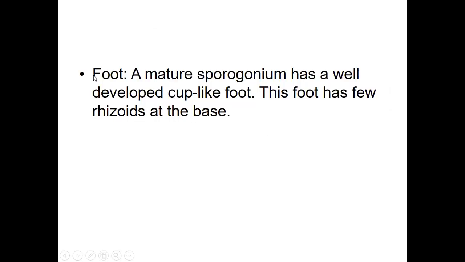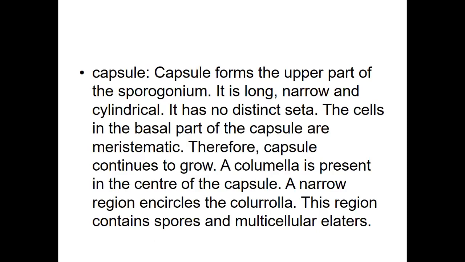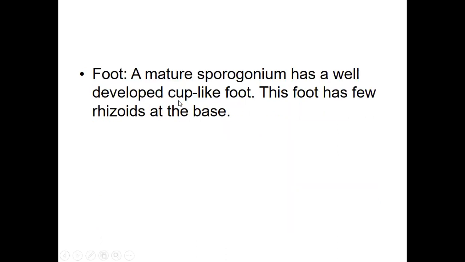When we talk about the sporophytic structure here, it is divided into 3 regions: foot, seta, and capsule. The foot is the basal part of the sporophyte region, which is embedded within the gametophyte, that is the thalloid plant body. The seta, the second part of the sporophyte, is very, very small. Whereas in the case of Marchantia, it is somewhat well developed. But here in Anthoceros, the seta is very small.